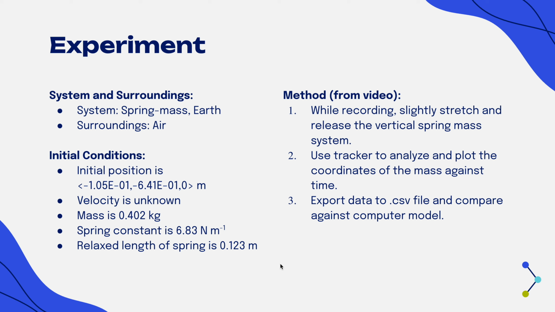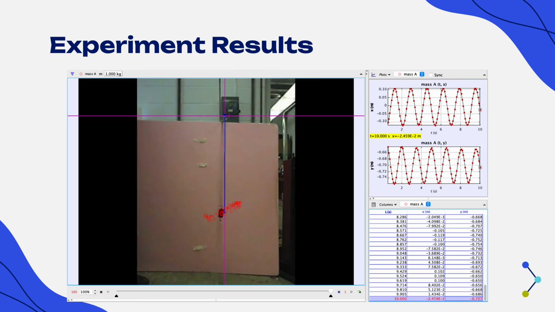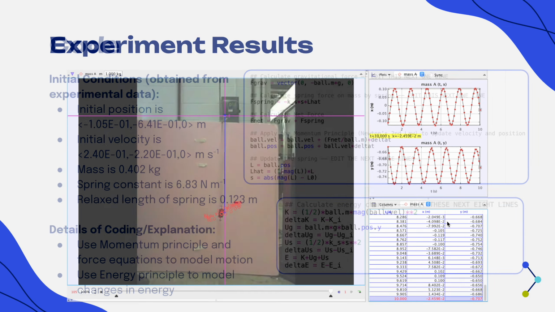So these are all the initial conditions for the constants. Essentially what we did is we took a video recording which slightly stretched and released a vertical spring mass system that also moved horizontally like a pendulum, and then used Tracker to analyze and plot the coordinates of the mass against time, and finally exported that data to a CSV file to compare against the computer model. So this is what that looked like. As you can see, there is oscillation in the x direction and also oscillation in the y direction. So we took all this data and turned that into a CSV file.